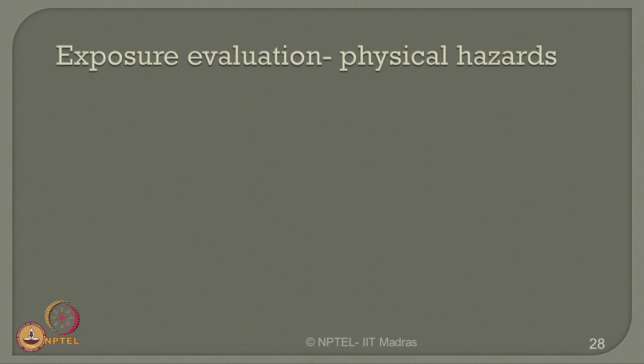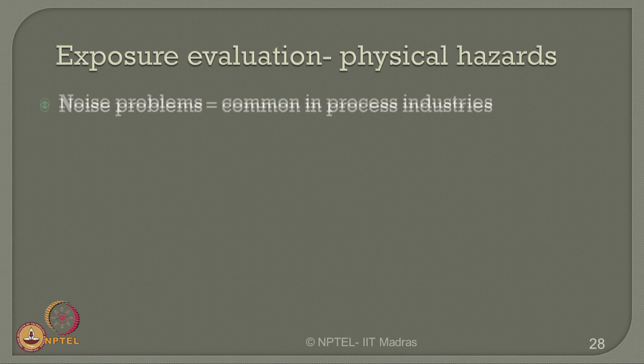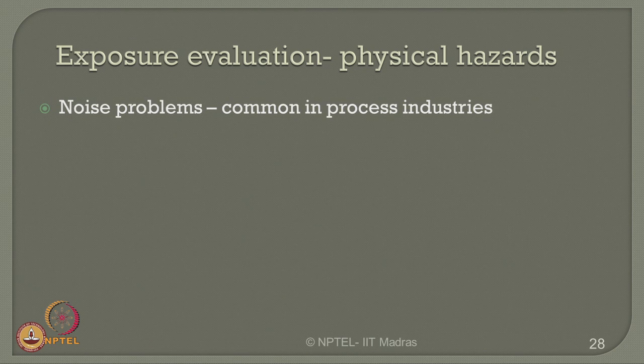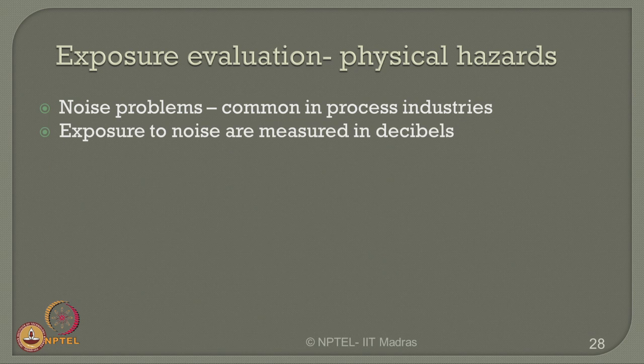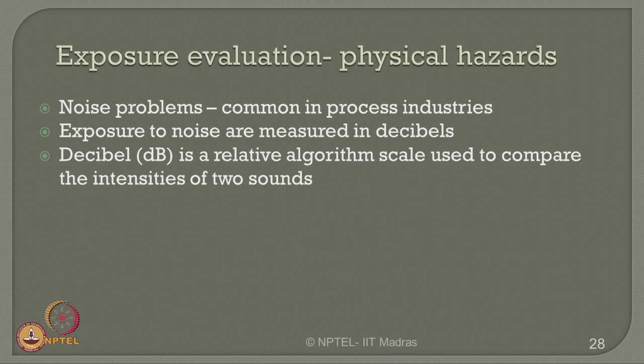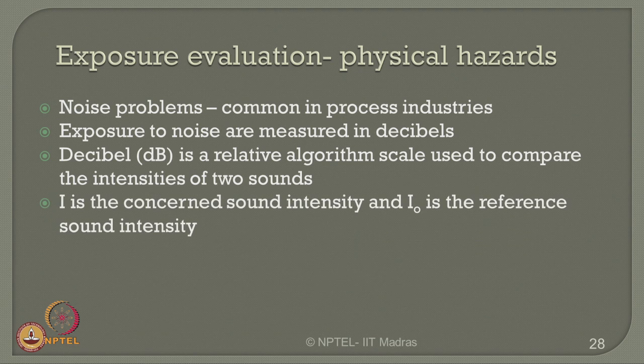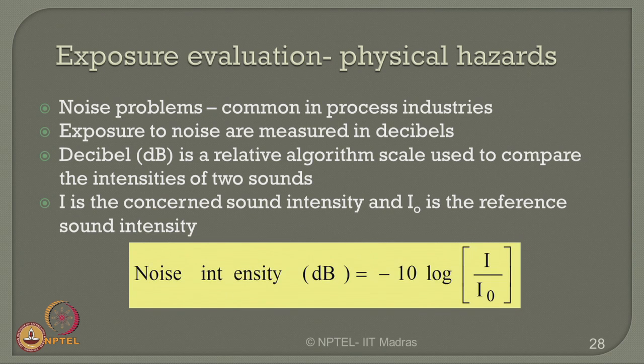When we talk about exposure evaluation of physical hazards, then we have noise problems, which are common in the process industry. Exposure to noise is usually measured in decibels. Decibel is a relative logarithmic scale used to compare the intensities of two sounds. I is the concerned sound intensity and I0 is the reference sound intensity. Then the noise intensity in decibels is given by the equation shown in the slide, which is computed on a logarithmic scale.